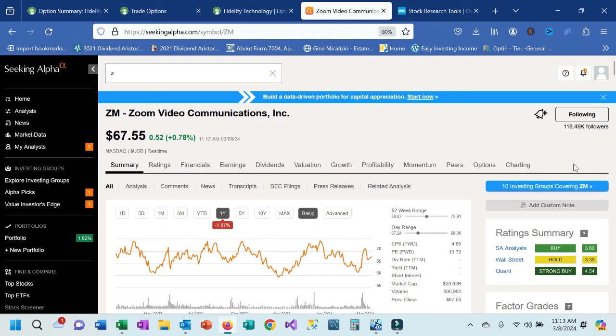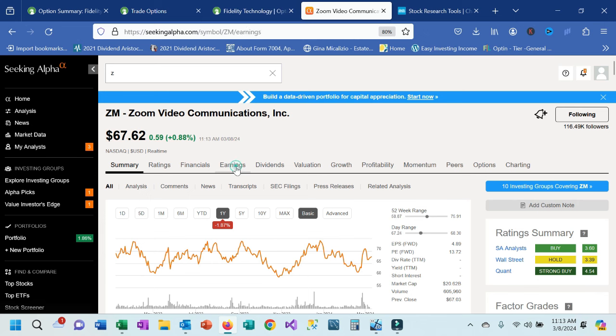Okay, I've opened up Zoom and Seeking Alpha. This is one of the tools I really like. It gives you nice graphics, a lot of details about the company that you can look at, a lot of rankings. I also like the fact that they show you the quant ranking. And the quant ranking has a lot to do with earnings revisions, and Zoom has constantly updated their earnings and they typically have been a lot higher.